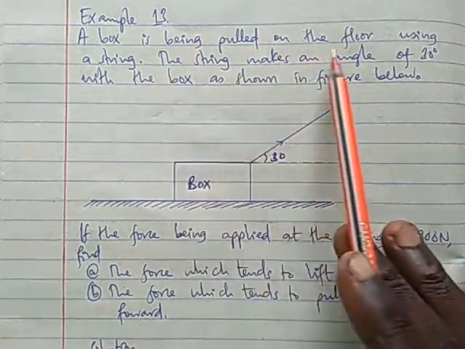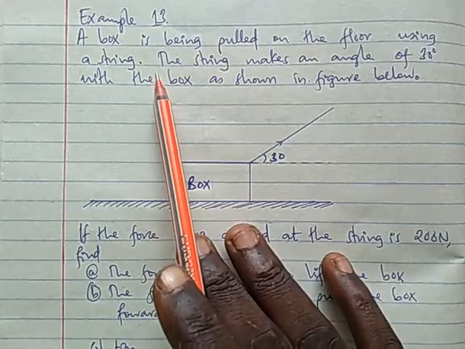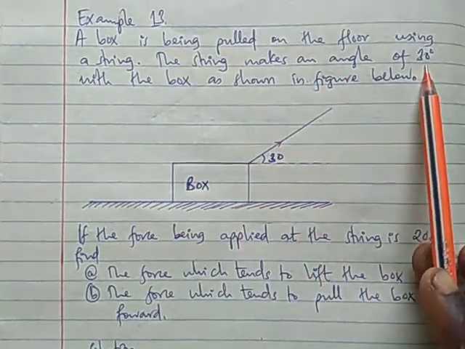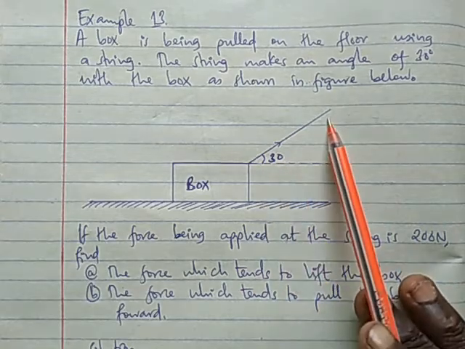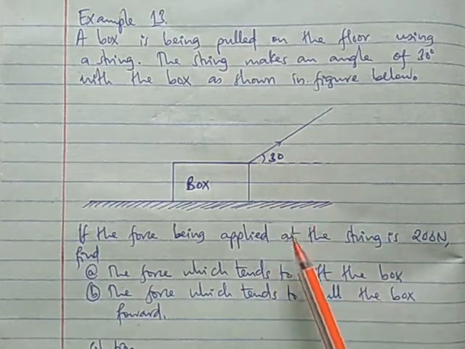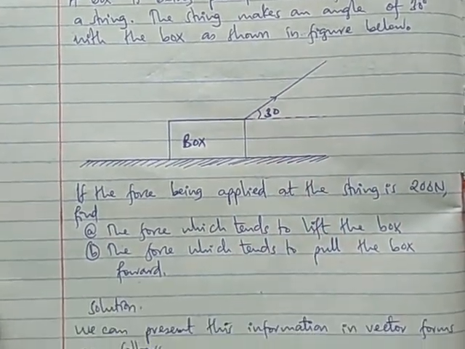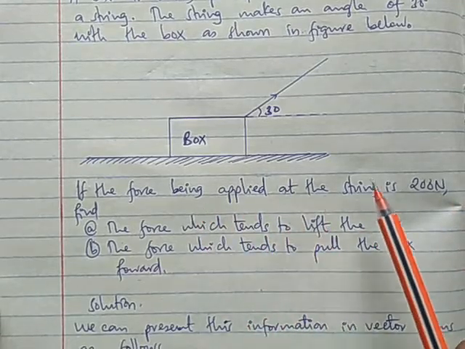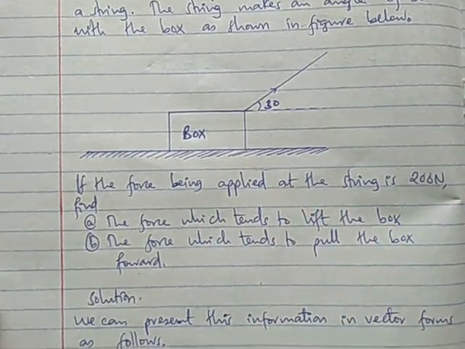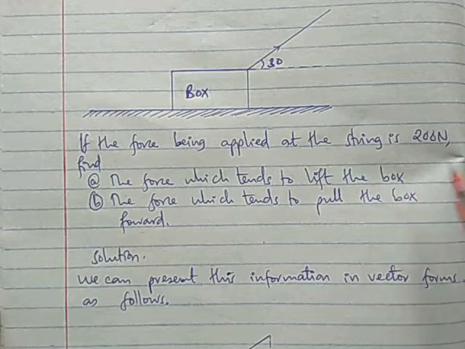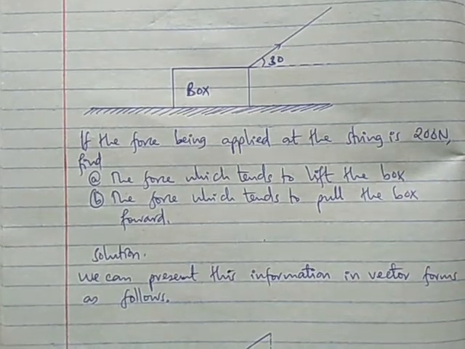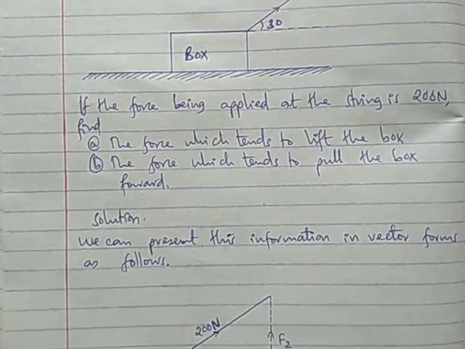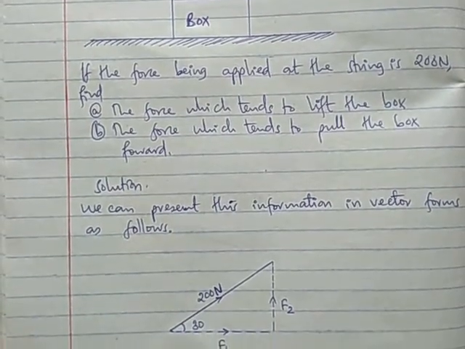A box is being pulled on the floor using a string. The string makes an angle of 30 with the box as shown in the figure below. So tuna string hapa lakini tuna angle ya 30. Then tumeambiwa kwamba if the force being applied at the string is 200 Newton, find the force which tend to lift the box and the force which tend to pull the box. So I hope kama umeangalia vizuri session iliyopita.